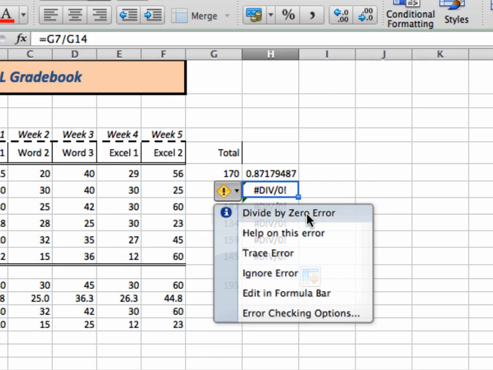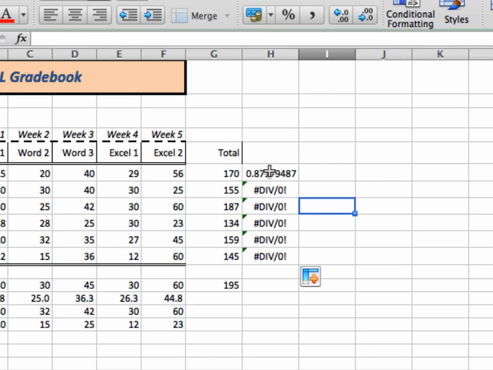You're dividing by 0. Now, wait a second, I was dividing by 195, which is in cell G13. But if you look as we move down, G13 changed to G14. Remember, when we make that move down, all of our numbers increase 1. So we move to the next cell, 15, 16. And notice in those cells, nothing's there. So they have a value of 0.